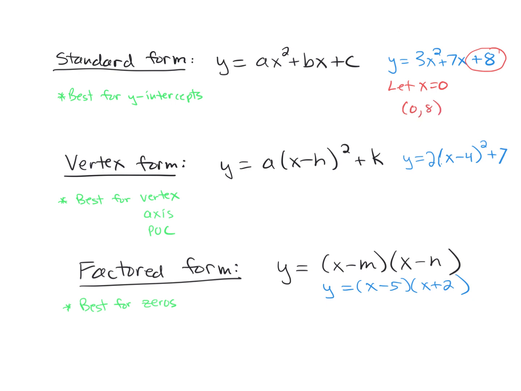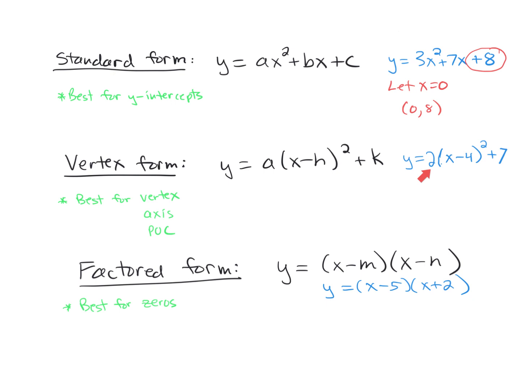That's not the case for these other two forms. So if you want to find the y-intercept, this is the best form to do that. Now look at the vertex form. That's really going to give us the most information. So here's an example. We've been looking at equations like this. We know that this means it's a right shift of 4 units, an upshift of 7 units, and a vertical stretch with a factor of 2.